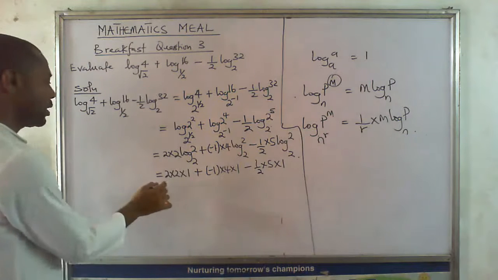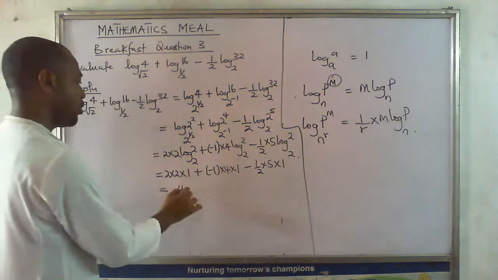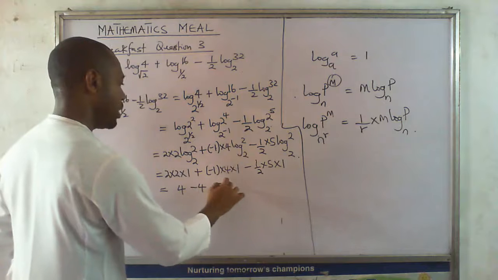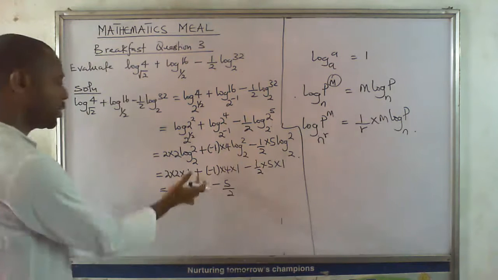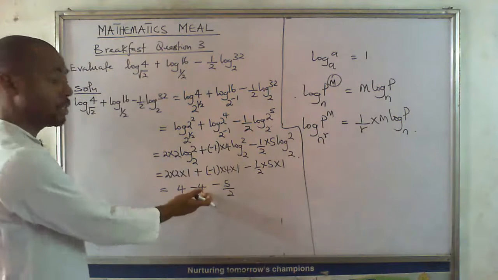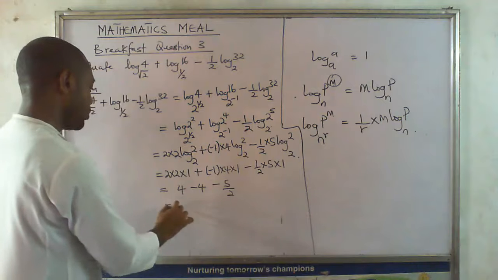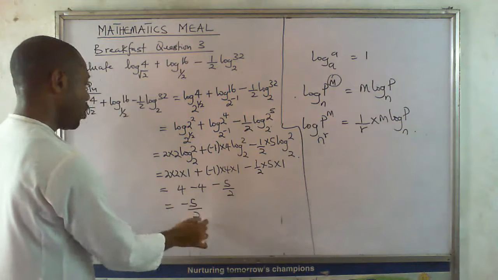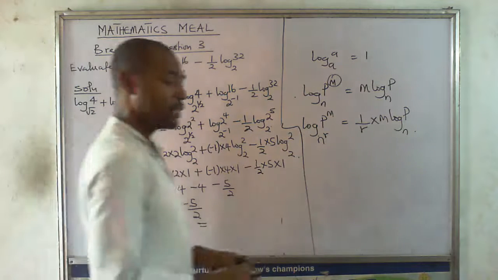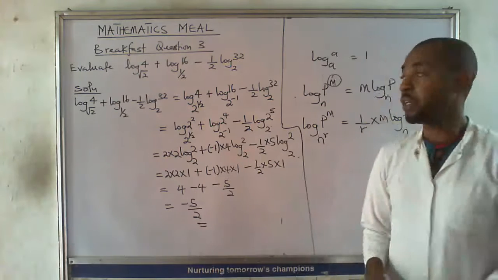So we have that. 2 times 2 is 4. This will give us minus 4. That will give us minus 5 over 2, because minus times plus is minus. 4 minus 4 is 0. 0 minus this will give us minus 5 all over 2. That's the whole of this. All right. That's all for our breakfast question.